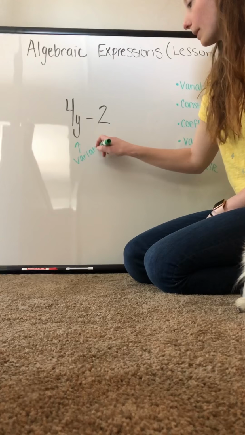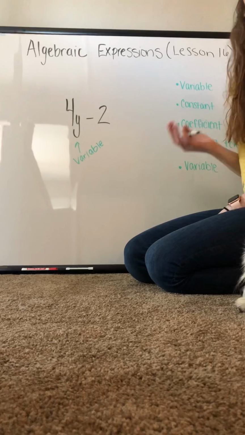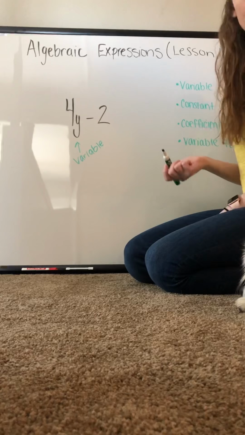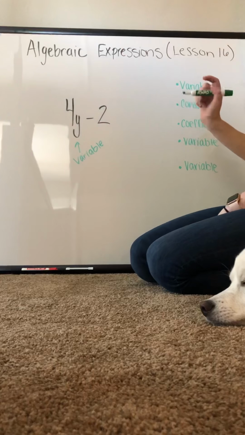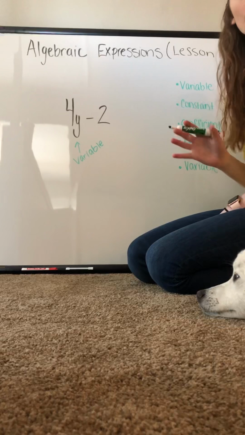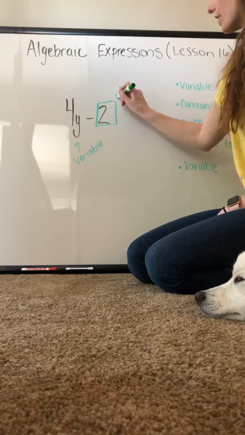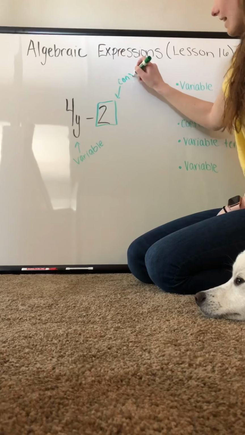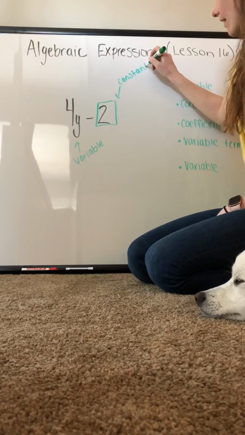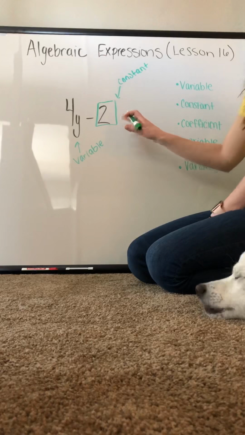Now, your variable can be shown by any letter that you want. So x, y, m, n, s, whatever it is that you want. Our next one is a constant. Your constant is the number that's never going to change, so it'll always stay the same. So that would be this 2 in your expression. Now the constant is always alone, so it's whatever number that is by itself. It will always be a number.